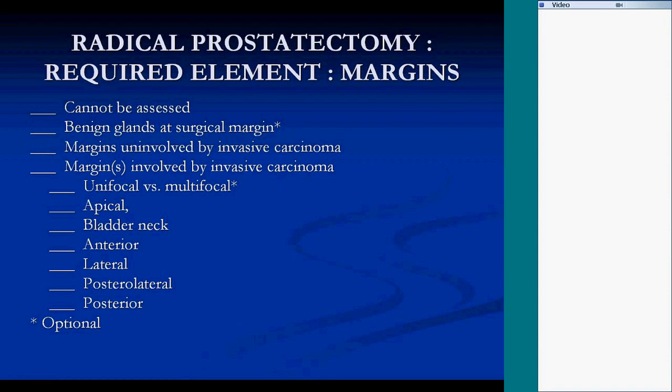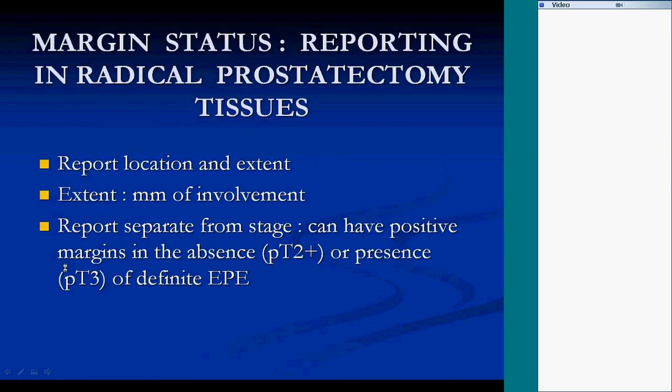And then margins. Optional would be reporting benign glands at the surgical margin and whether the cancer is unifocal or multifocal. But actually, in citing the location, as shown here, you'll basically be stating whether the cancer is unifocal or multifocal and whether the margins are involved or not. So margins involved, yes or no, and if involved, then it's important to report the sites that are involved.